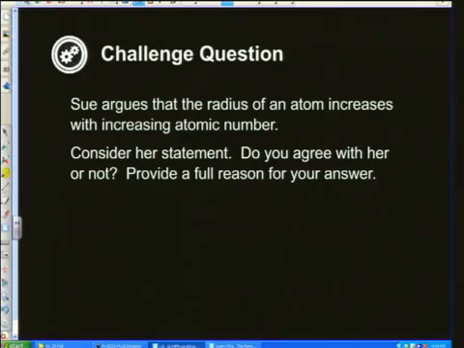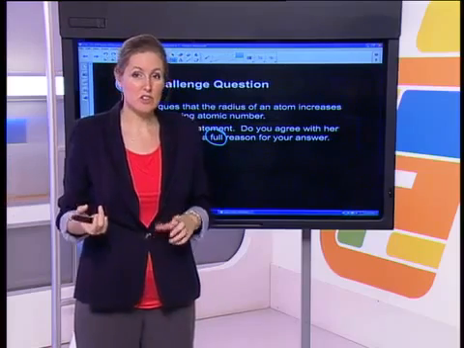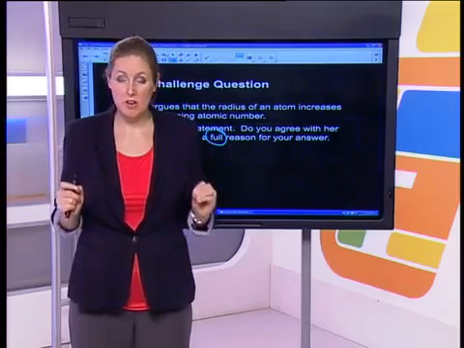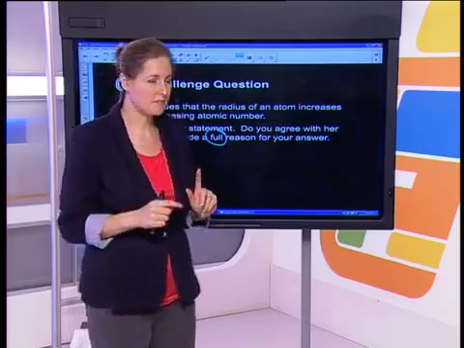Consider her statement. Do you agree with her or not? Provide a full reason for your answer. And I highlighted the word full to you because actually there are two parts to this answer. In one sense it's true, and in another sense it's false. And it's important that you identify both for your full explanation.